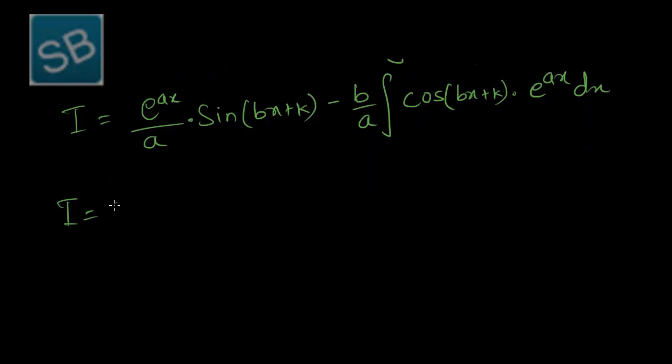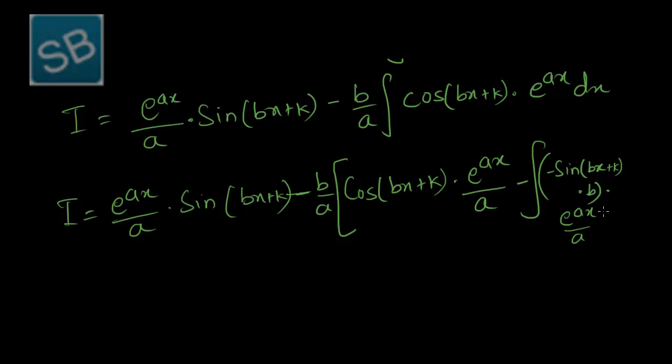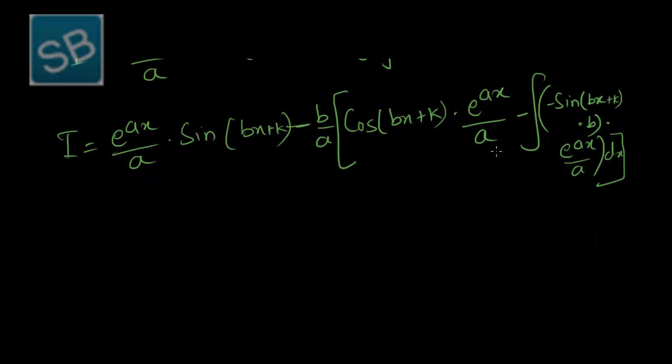So here we have to again apply the rule of integration by parts. So I is equal to e raised to power ax over a into sine of bx plus k minus b over a, in the bracket, cos of bx plus k as the first function, and the integration of e raised to power ax is e raised to power ax over a, minus the integration of the derivative of cos bx, which is minus sine bx plus k, into b, into the integration of e raised to power ax, which is e raised to power ax over a, bracket close, dx, whole integration and whole bracket close. Do this step very carefully.